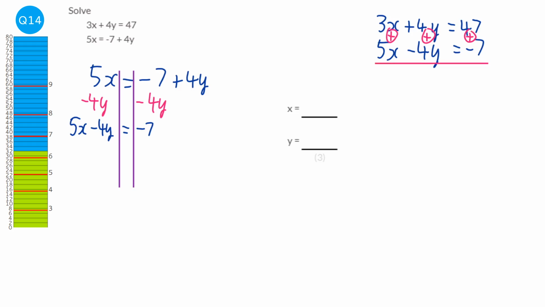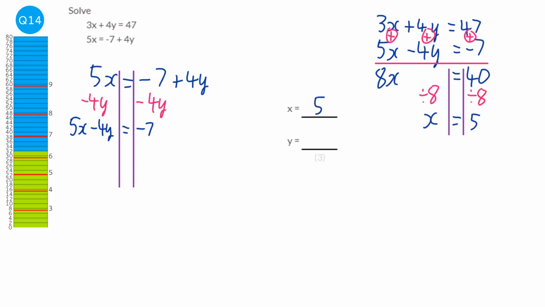So we're doing 3x plus 5x, which is 8x. 4y plus minus 4y is nothing, which is good, because we want to get rid of that. And 47 take away 7 is 40. Alright, let's put our solving lines in. And we're going to divide by 8 both sides. So we get x equals 5.